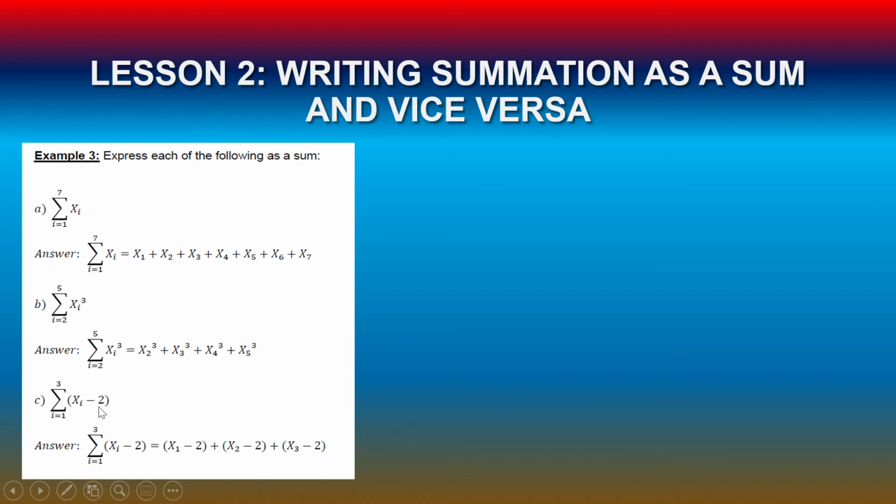How about here, number 3, x sub i minus 2. So, ibig sabihin, yung formula natin, start tayo sa x sub 1, lahat yon ay isasubtract natin by 2. So, hanggang saan lang tayo matatapos? Hanggang sa 3. So, x sub 1 minus 2 plus x sub 2 minus 2 plus x sub 3 minus 2. So, natapos tayo sa index natin na 3. Ayan. And then, nag-start tayo sa 1.